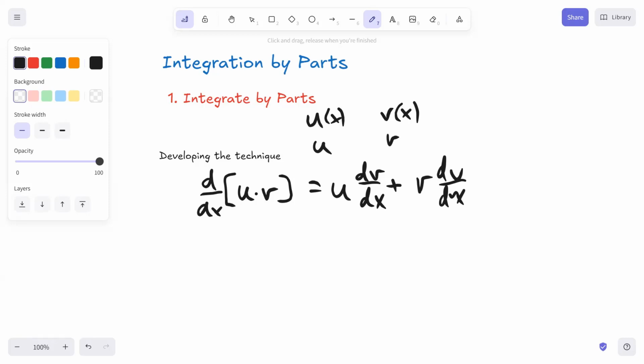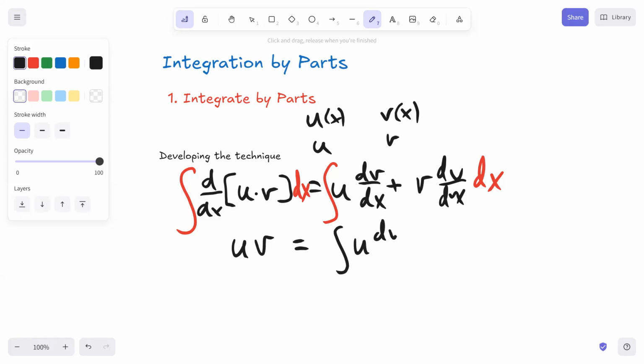And the next thing that we want to do is basically undo this by taking the integral of both sides with respect to x. So like this. Now, on the left side, we differentiated with respect to x and then anti-differentiated with respect to x, so we'll just end up with uv on this side. On the right side, you have a sum inside the integral. So I'm going to write this as the integral of u dv dx plus the integral of v du dx.